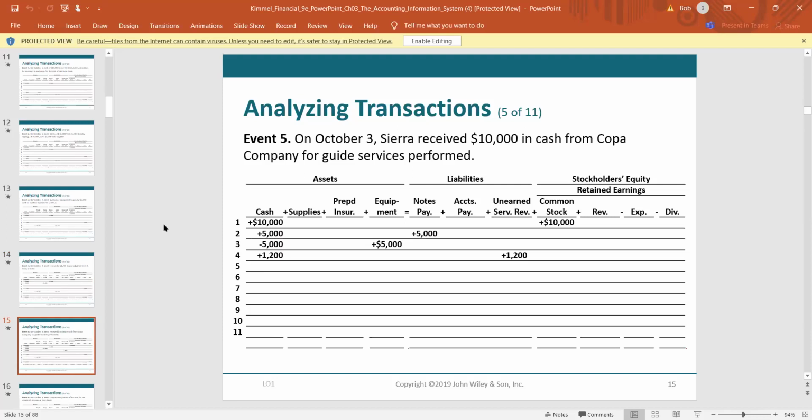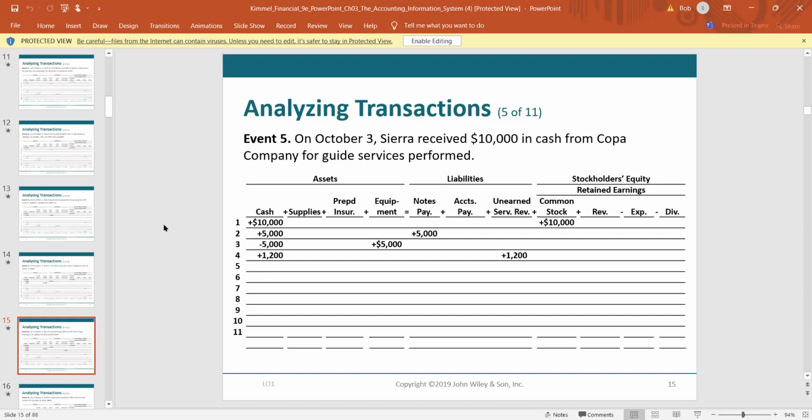Well, when he gets that money, he's going to increase his cash, but he cannot call that revenue. It's called unearned revenue, which is a liability. You owe not money, you owe service. On October 3rd, Sierra received $10,000 in cash for services performed.